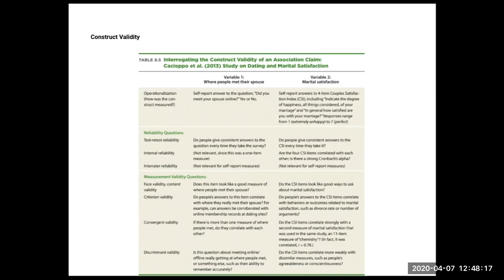Internal reliability is not relevant because it was a 1-item measure for where you met. Internal reliability would be relevant for a 4-question satisfaction index or survey. They're asking, are the 4 questions that they ask you, the 4 items on the survey, correlated with each other? Does it have good internal reliability? And it should be yes. In this case, that means, would there be a strong Cronbach's alpha? Remember, Cronbach's alpha is your measure of internal reliability.